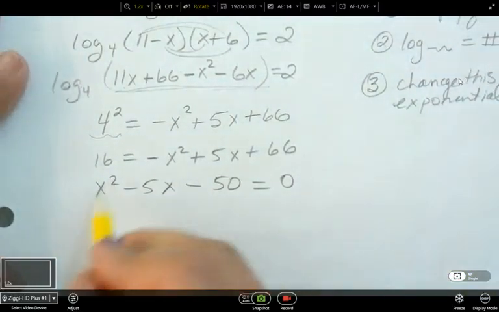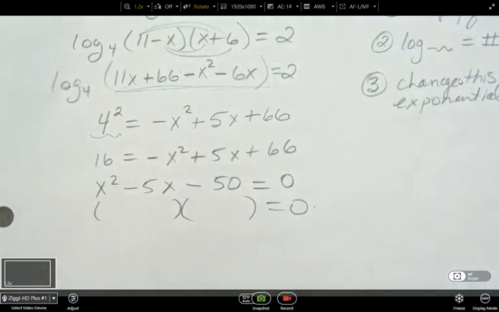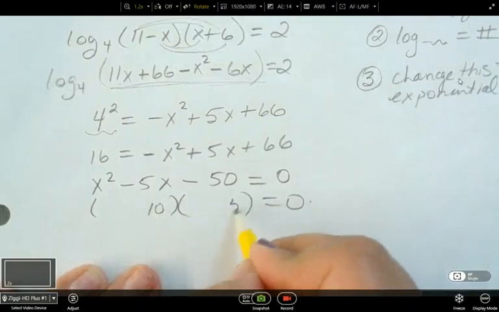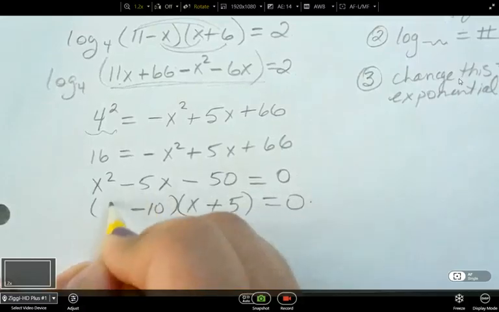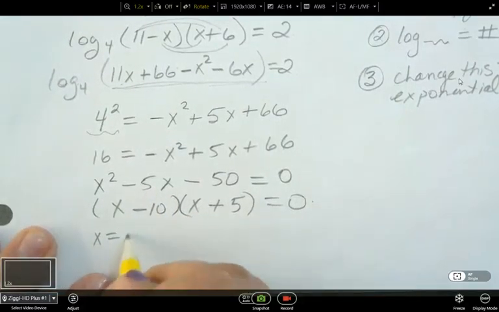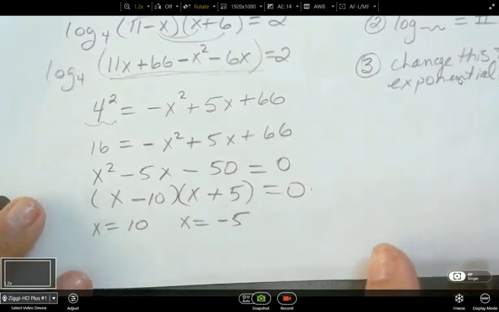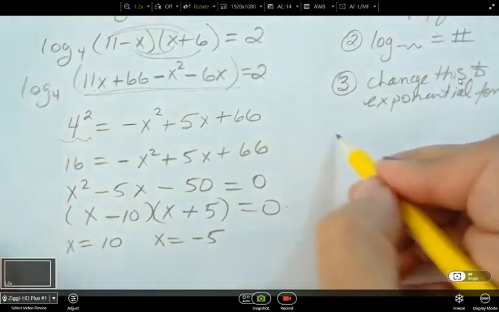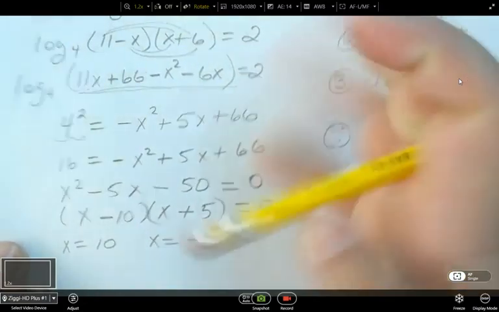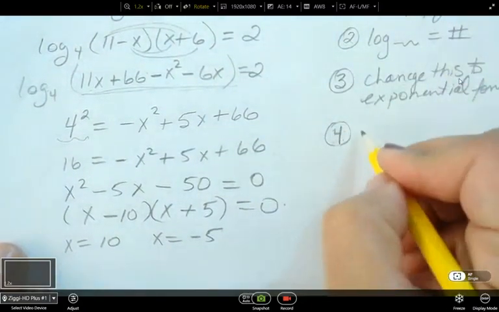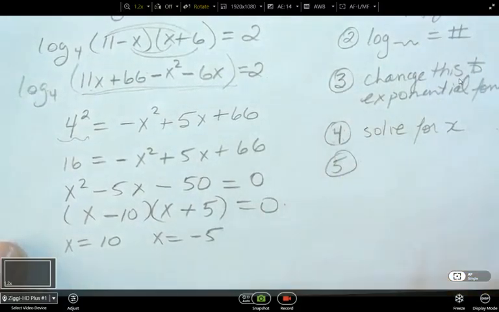Okay, and then we can take this, factor it. What do we end up getting? So 5 and 10, which one's positive? The 5 is positive here, x plus 5, and x minus 10. So x is equal to 10, or x is equal to negative 5. Okay, so I've got two solutions. Step 3, what comes after 3? 4. Okay, so we solve for x, and then the last thing, what do we need to do?